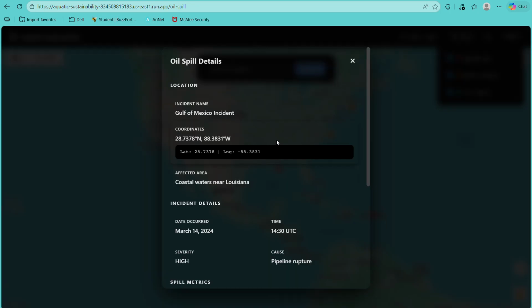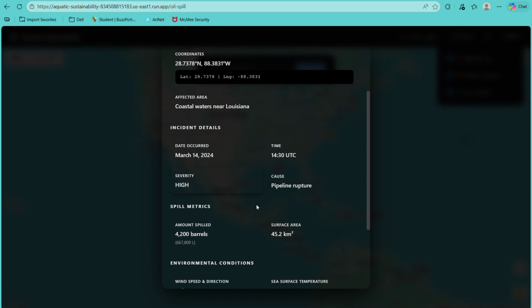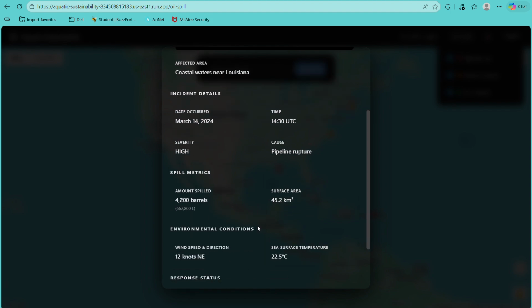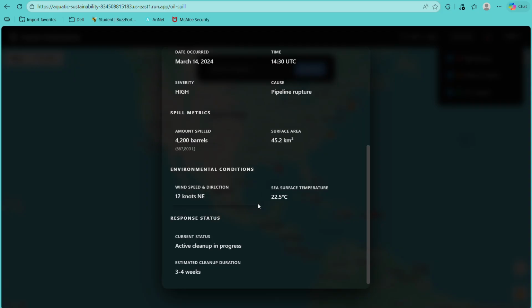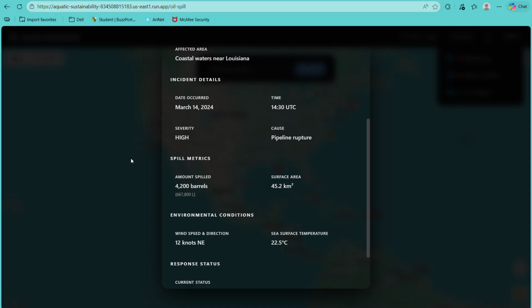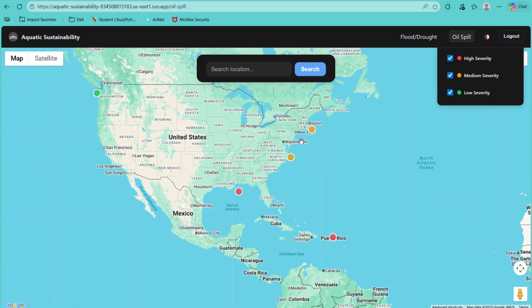And it shows the individual location as well as coordinates, the area it affects, the date it occurred, the time and severity of the incident, as well as metrics like the amount of oil that spilled, as well as the area it covers when it spills onto the surface of the ocean. So all kinds of information are gathered here based on various data sets across national and international databases, as well as metrics that affect how likely it is to spill oil into a certain region. So that's our oil spill feature so far, and it's mostly just American regions for now.